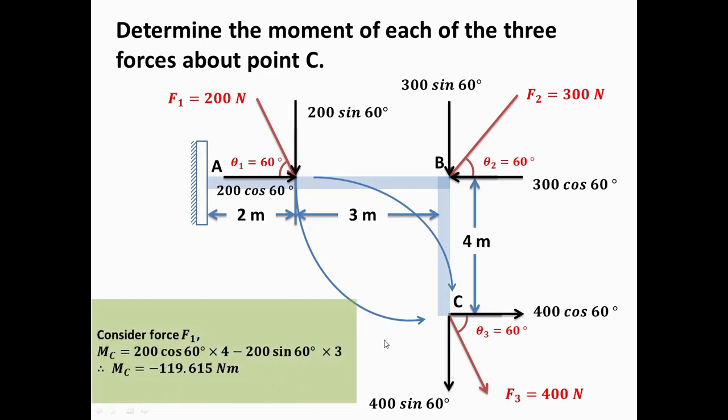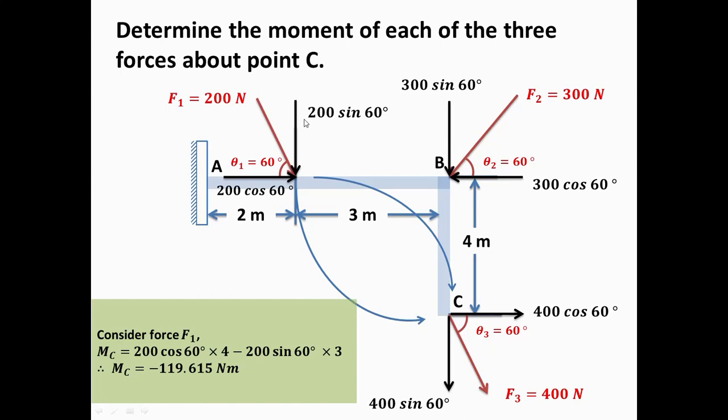Moment is nothing but force multiplied by perpendicular distance. Now this force is horizontal and the perpendicular distance about point C is 4. So it is 200 cos 60 into 4, and it is considered positive because it is clockwise. Similarly, this 200 sin 60 is anti-clockwise, so it is negative.